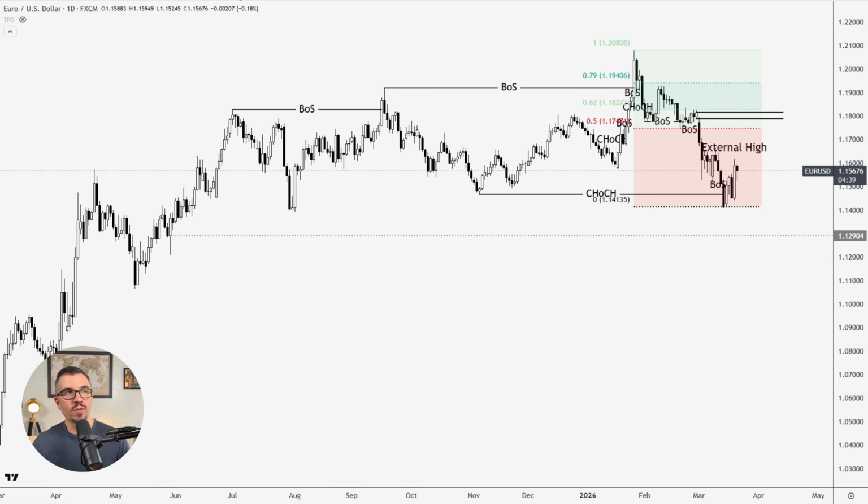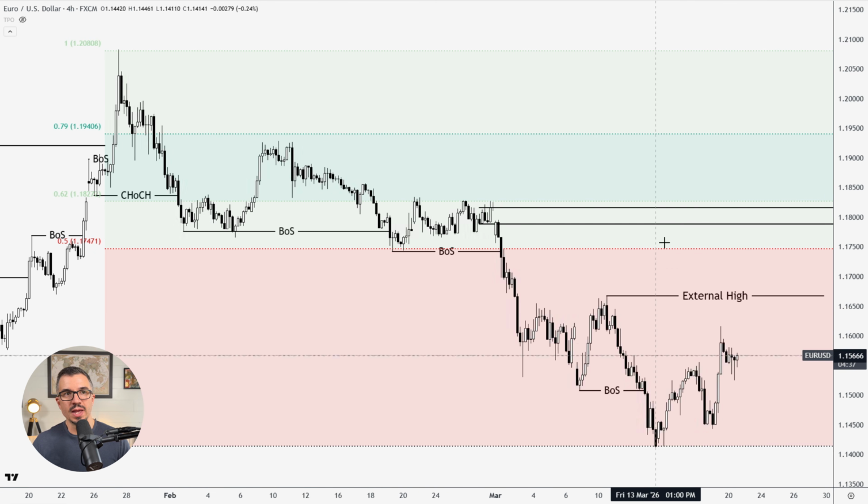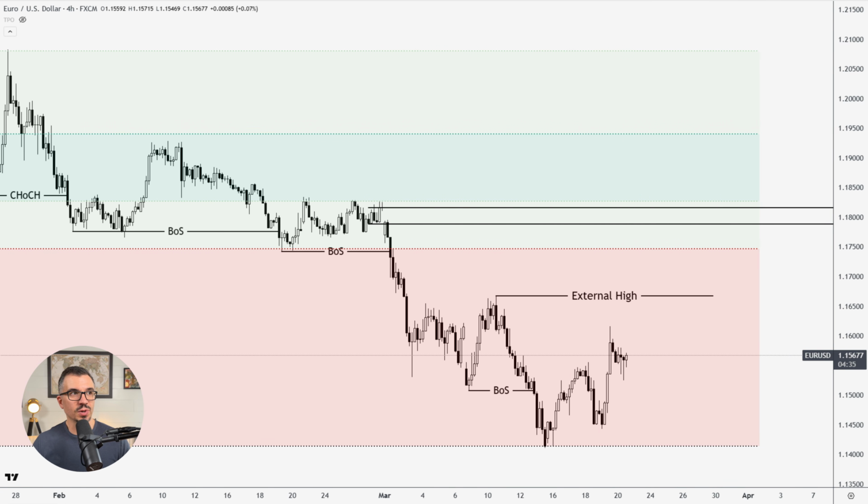Now, the trigger for that move, though, what it's going to take from buyers is really taking out this external high. Okay, so this high right here. So following this BOS, this is going to be the external high here. You can see this imbalance right back here. So in order for this to materialize, really, the market's going to have to take out this high. And so, quite a ways to go before we get that.